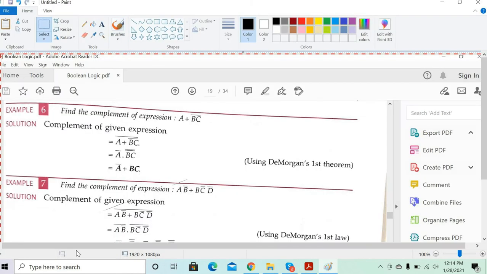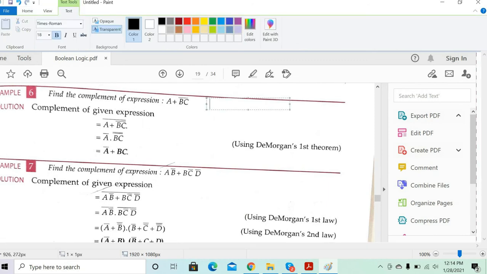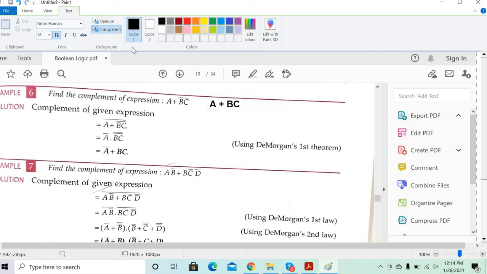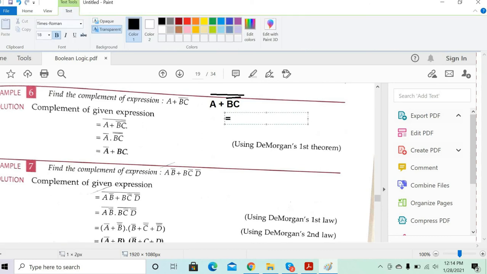So A plus BC would become A complement times BC complement. A plus BC complement, right? BC already has the complement given, and you need to find the complement of the entire thing, correct? So you need to apply De Morgan's principle. This is addition, so you know that the complement of two added terms becomes the multiplication of the individual complements. Correct, no?